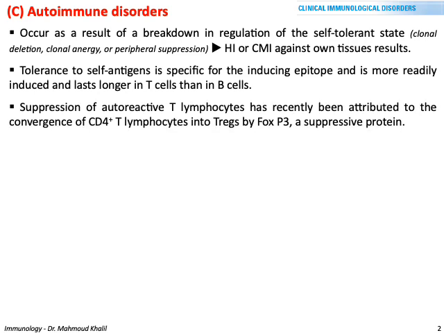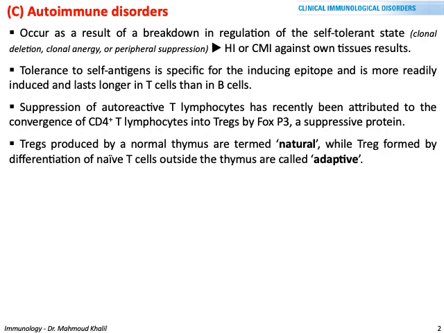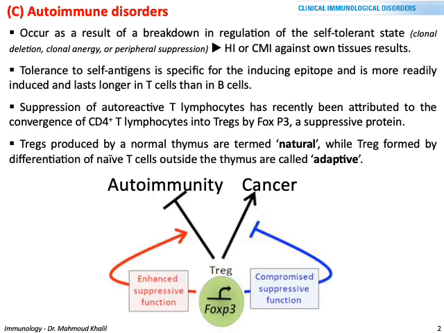Suppression of autoreactive T lymphocytes has recently been attributed to the conversion of CD4 T lymphocytes into T regulatory cells by an important protein called FOXP3. It's a suppressive protein and also a transcription factor. Tregs produced by a normal thymus are termed natural, while Tregs formed by the differentiation of naive T cells outside the thymus are called adaptive.